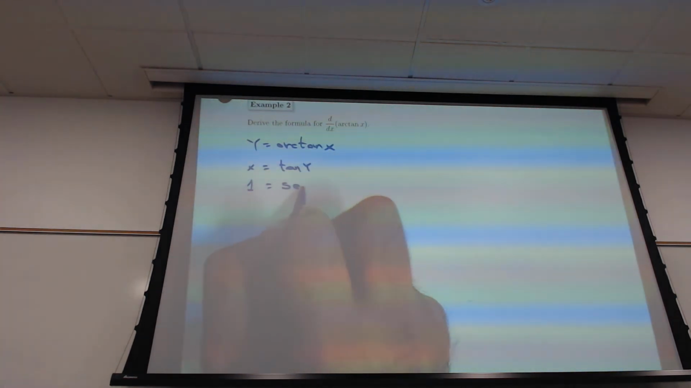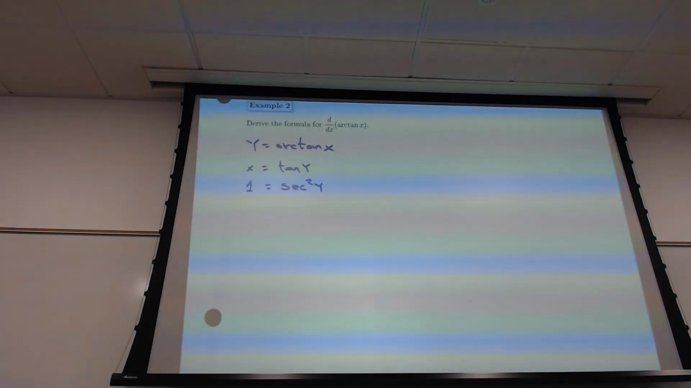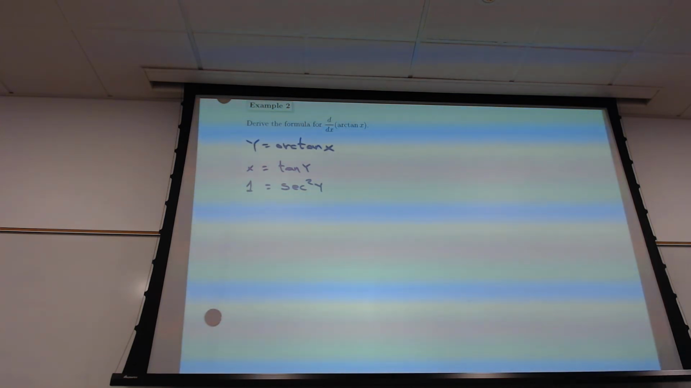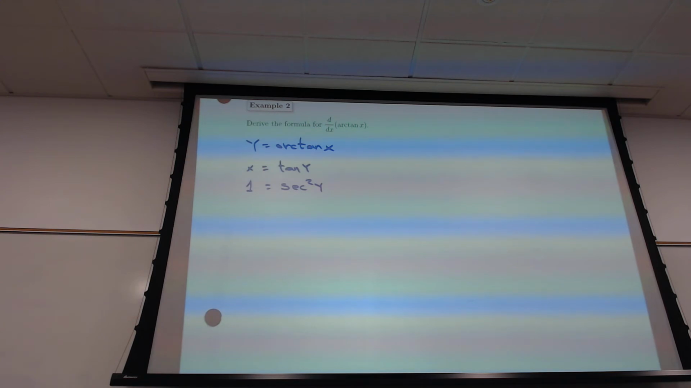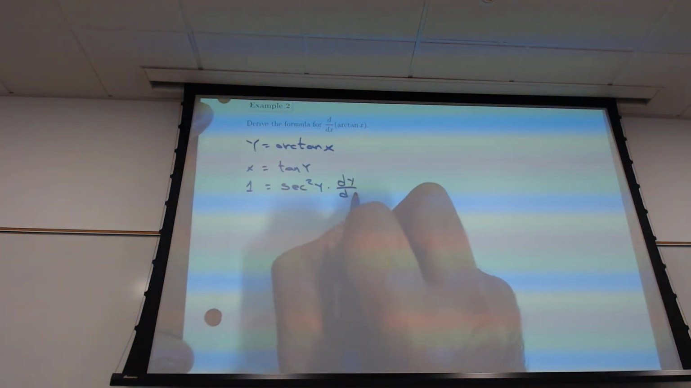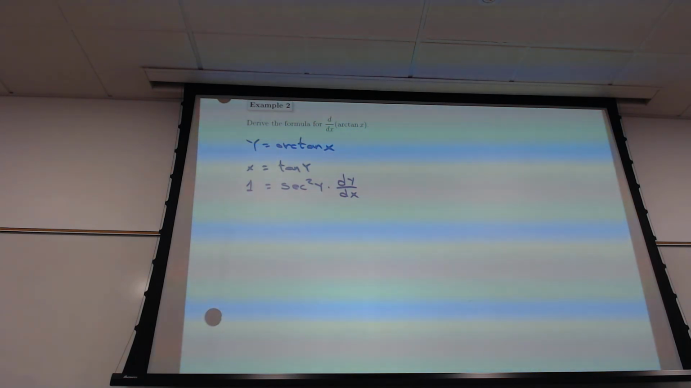Secant squared y, all right? But I am missing something here. What do we do when we differentiate y implicitly? You get a dy, so we need to multiply by either y prime or dy/dx. I use dy/dx because I think it's more explicit about what a derivative is, but of course, if you want to use the prime notation, that's fine. Okay? So let's treat this now like an equation.